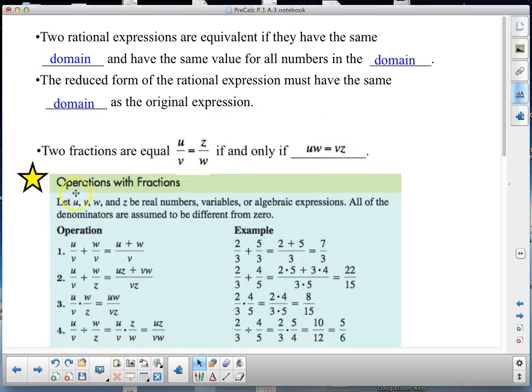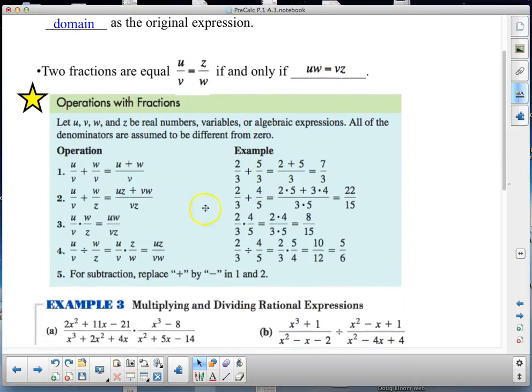Okay, so let's look at operations with fractions. Let u, v, w, and z be real numbers. Variables are algebraic expressions. All the denominators are assumed to be different from 0, so none of them are 0 here. So if I go u over v plus w over v, that's u plus w over v. Fractions with the same denominators, add the numerators. If the denominators are different, I have to get a common denominator. So I've got to multiply the top and bottom of this one by z and the top and bottom of this one by v. And that's where I come up with uz plus vw over vz.